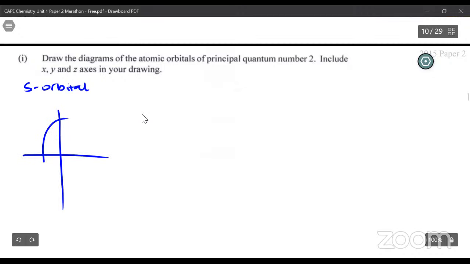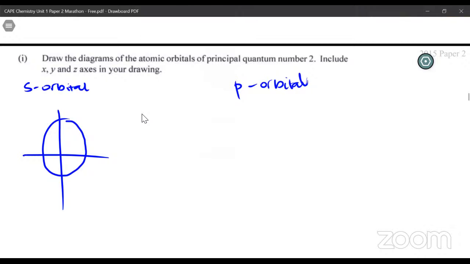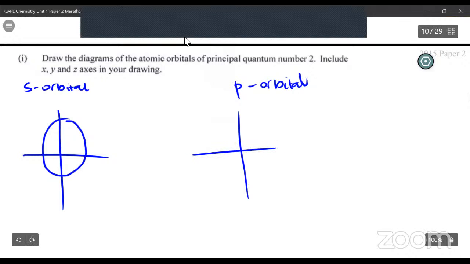And it's spherical in shape, so remember that. Then your p orbitals. Remember, a p orbital has 3 suborbitals, right? And it's in 3 dimensions.